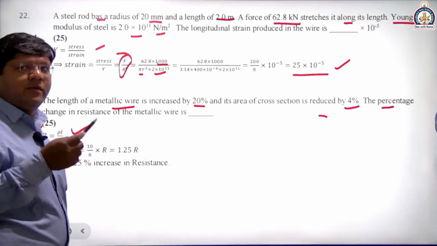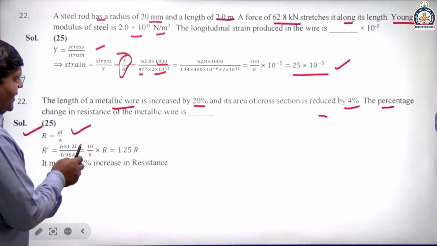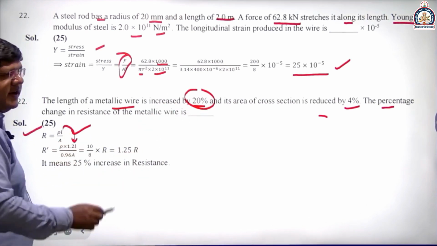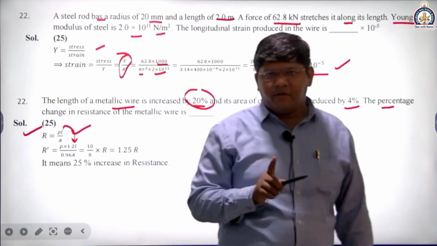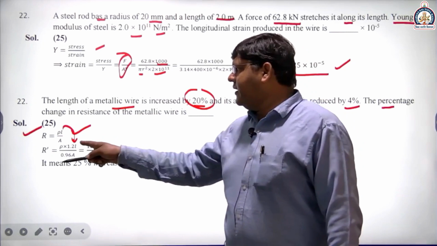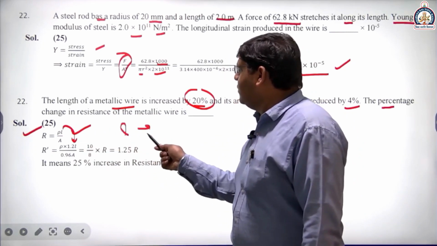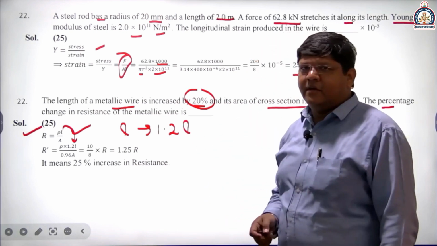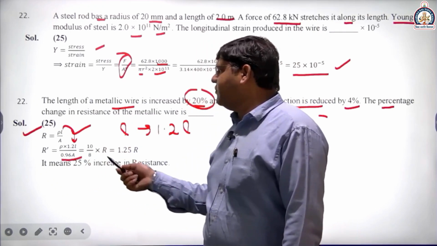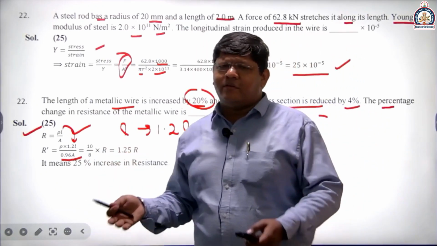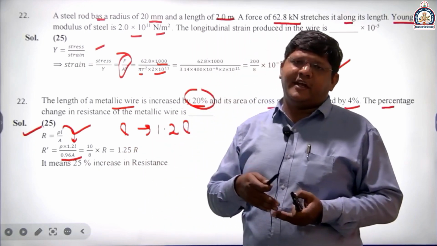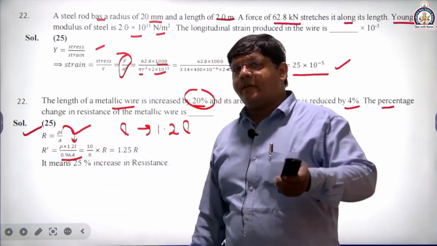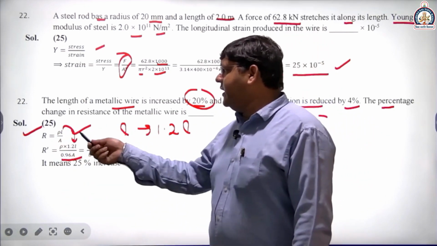Now we can calculate the new resistance by simply using the new parameters. Length is increased by 20%, so L is replaced by 1.2 L, since initially we have considered the value as 1. The area of cross section is reduced by 4%, so the initial area is A and the reduced area is 0.96 A. This is simply a calculation based on percentage. Initially it is 1, and for 20% increment we write 1.2 L, and the area reduces by 4%.